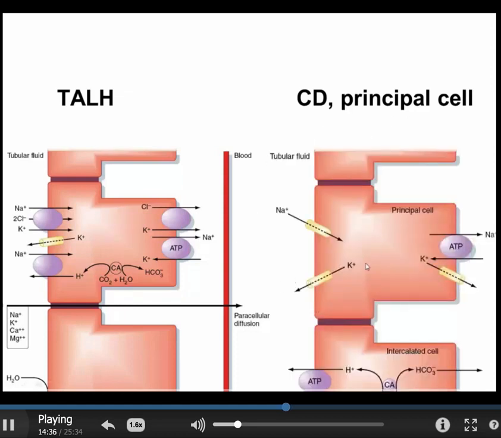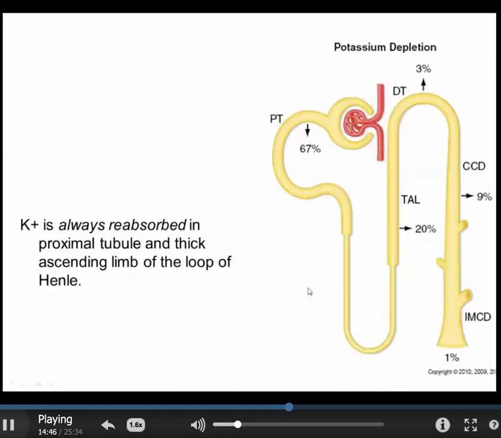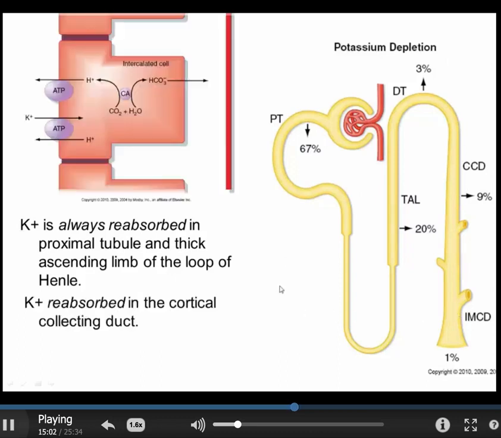In the principal cell, there's a luminal potassium channel which allows the outward diffusion of potassium from the cell into the lumen. When potassium is in short supply, again, we see reabsorption of potassium in the proximal tubule and thick ascending limb, and continued reabsorption of potassium in the collecting duct. This now occurs in the other cell type, the intercalated cell. We haven't talked about those cells much. They're very important in acid-base balance.